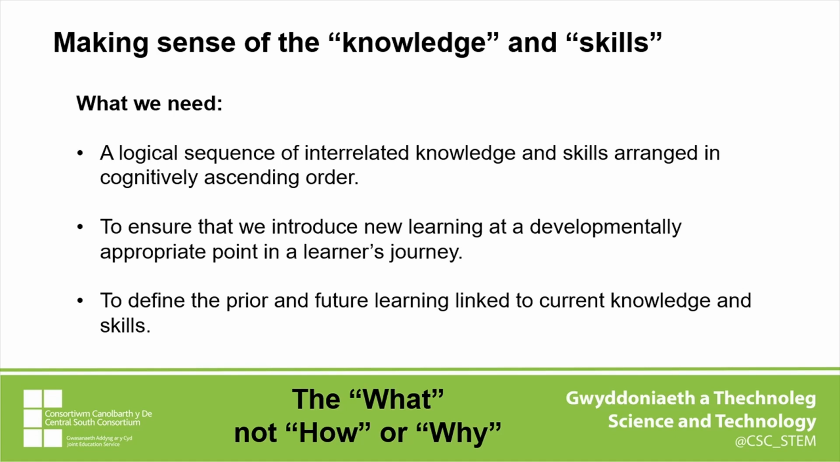What we need to do is to begin to define a logical sequencing of the interrelated knowledge and skills, and in some manner ensure that the domain knowledge is in a cognitively sensible order. Further, we need to ensure that the new learning is introduced at a developmentally appropriate place in the learner's entire 3 to 16 journey. And as a result, we begin to define the prior and future learning at any point. This kind of planning exists and is often called a progression map.